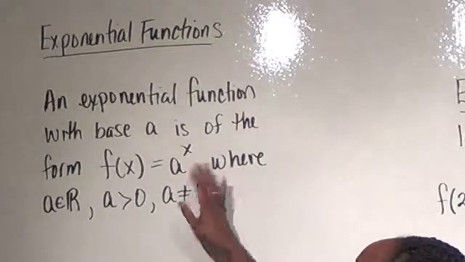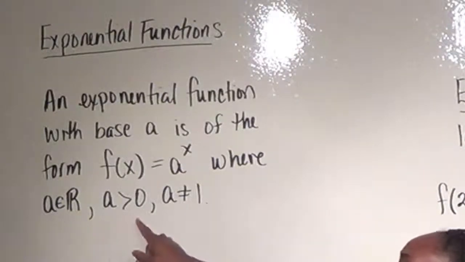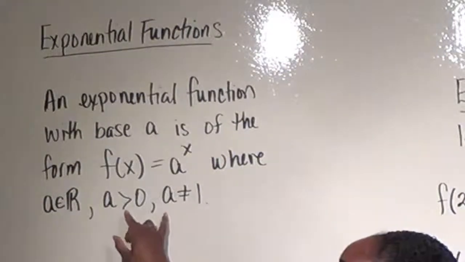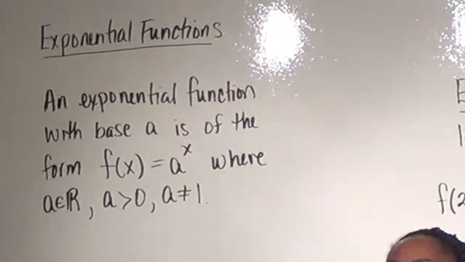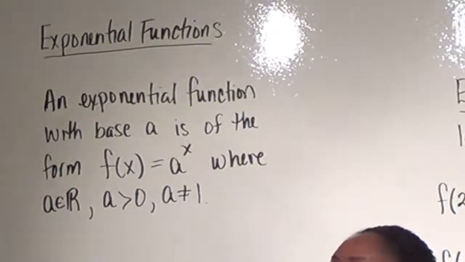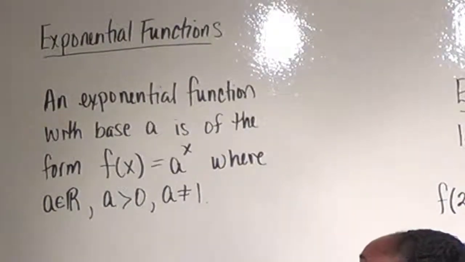An exponential function with a base a is of the form f of x equals a to the x, where a is a real number, a is greater than 0, and a doesn't equal 1. These last two conditions we have for a couple of reasons. So we take a to be greater than 0 so that when we talk about transformations of functions, things like reflections and shifts will make sense.